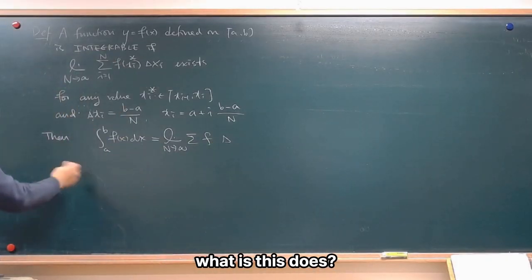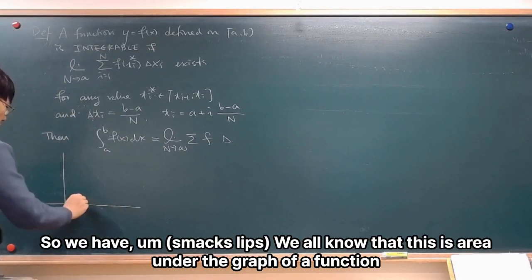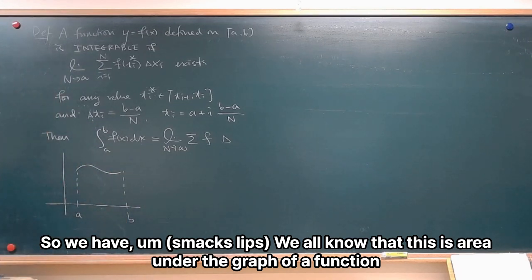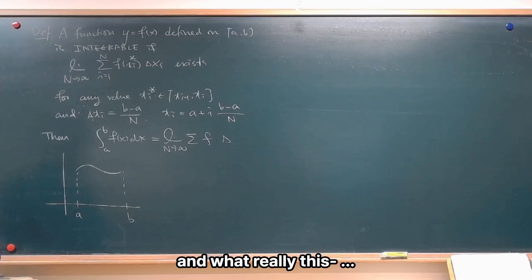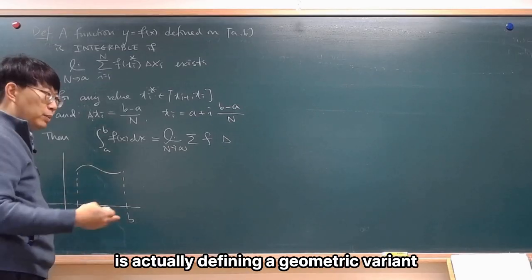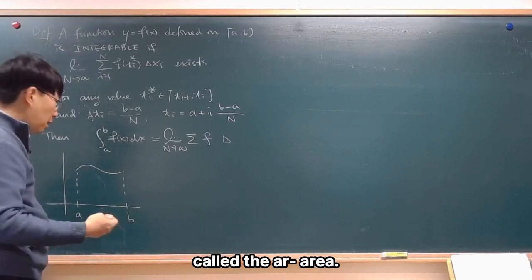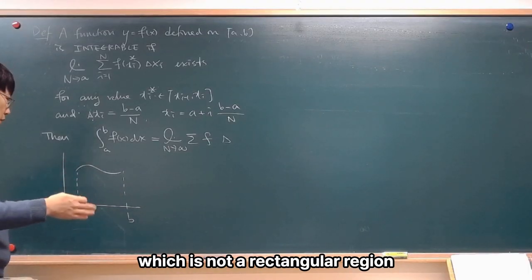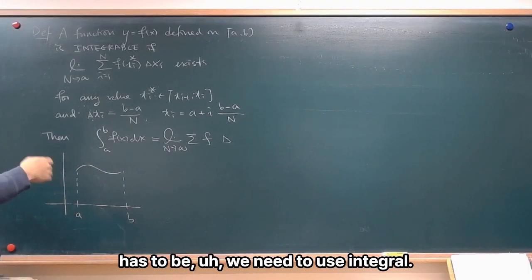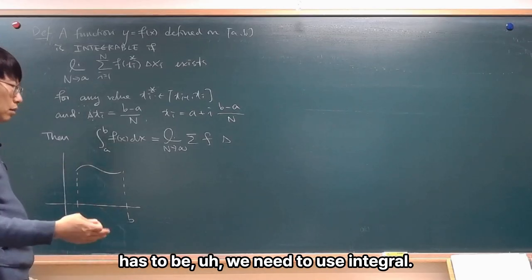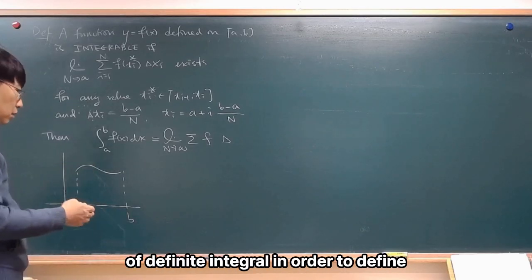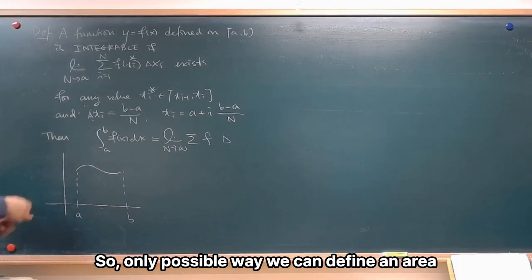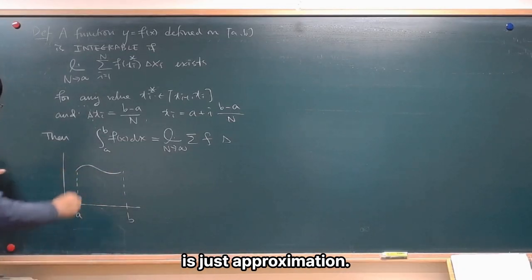So what does this do? We all know that this is the area under the graph of a function, and what it is really doing is defining a geometric invariant called the area. If it is not a rectangular region, we need to use the concept of the definite integral in order to define what the area is. The only possible way we can define an area is by approximation.